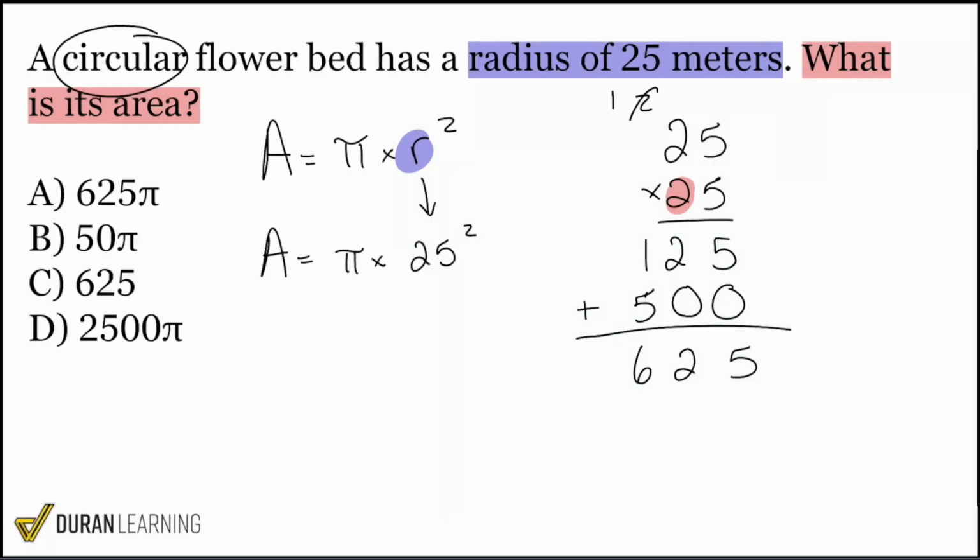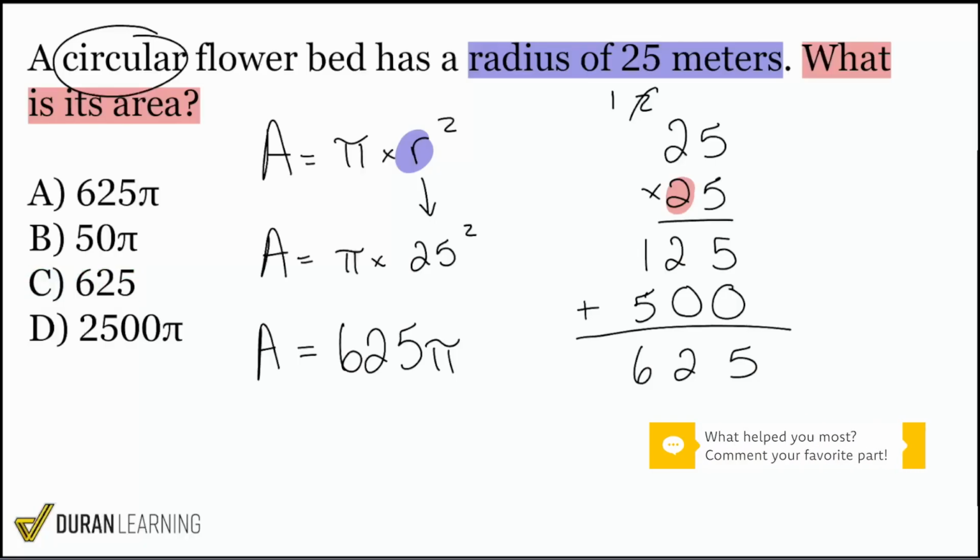So that will be 625 pi. The answer is 625 pi, and we are done. So with that, there is our answer A, not C. Excuse me there. Almost forgot to include the pi, but there it is. The answer is A. Super straightforward. Now let's keep it going here to the next one.